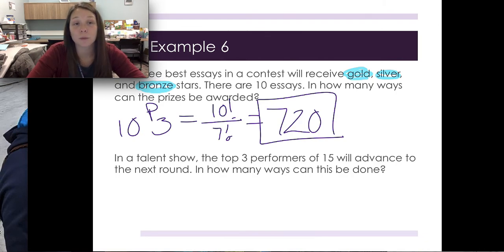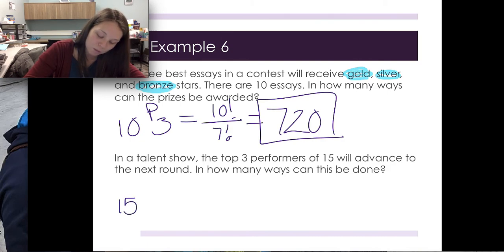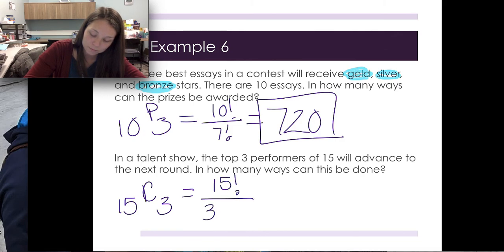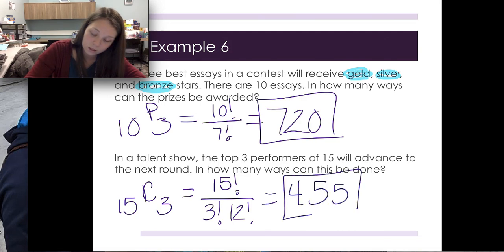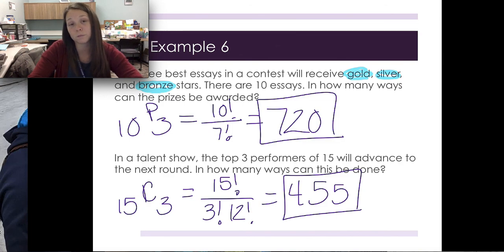They're not saying the top 3 performers are being given first, second, or third place. They're just saying that they're moving on to the next round. So the order in which we select these 3 top performers does not make a difference. So this is a combination. And there's 455 ways to select the top 3 performers.